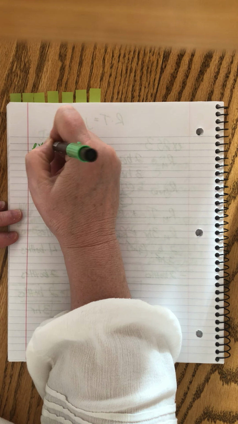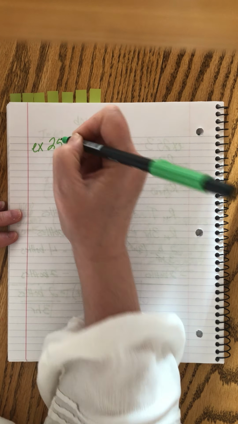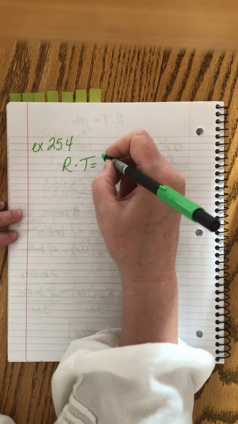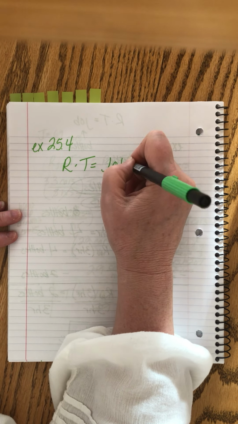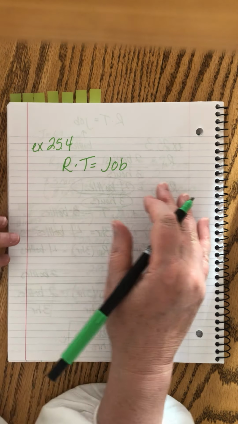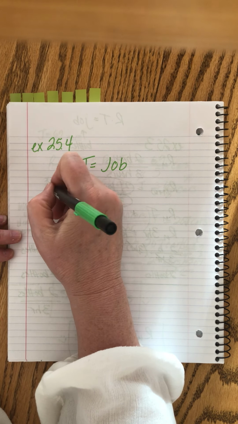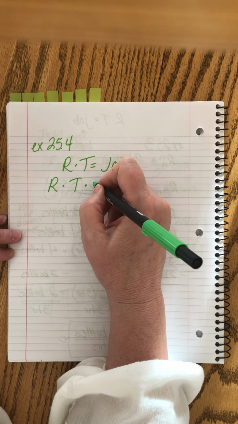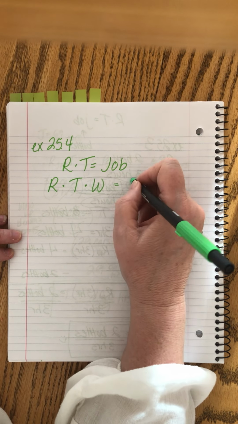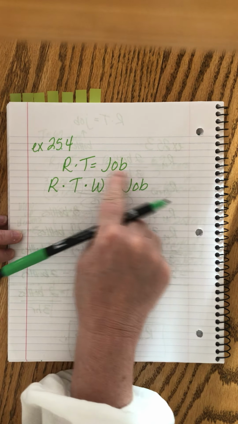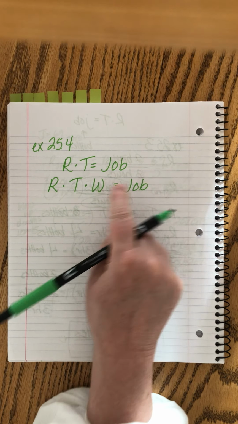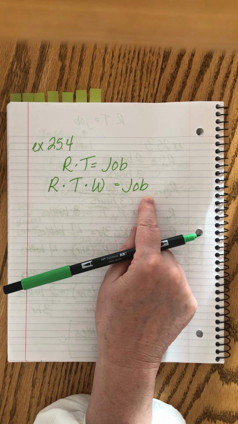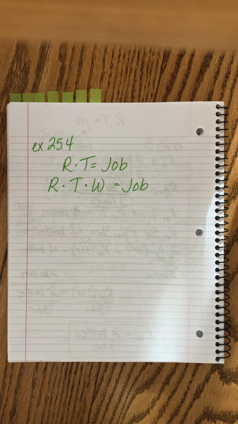Example 25.4. Okay, just a hot minute ago, I said that rate times time equals job. And that's true, but we can expand this even further by saying rate times time times a number of workers equals a job, right? This implies that just one person is working, but sometimes our rate will take into account how many different workers there are.